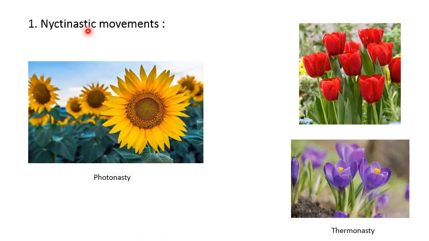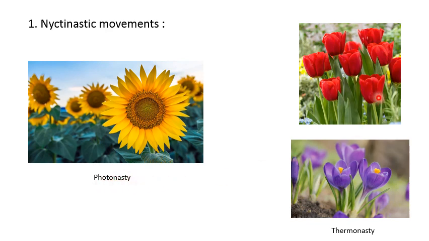In nictinastic movements, some of the plant organs like flowers, leaves, etc. assume a particular posture in daylight, and the posture changes during night. We find this in sunflower. In sunflower, this nictinastic movement is known as photonasty, because the flower changes its position during night and also during daytime. It is photonastic because the movement is due to the light.